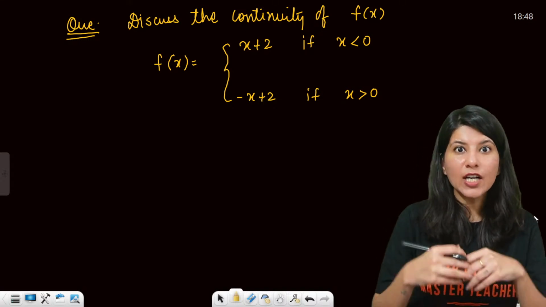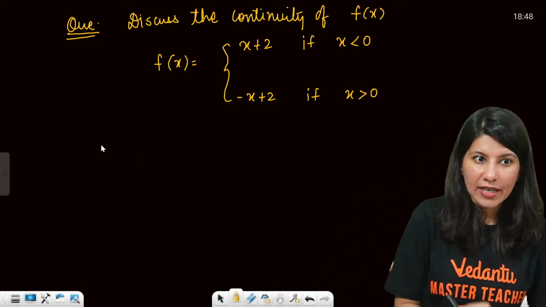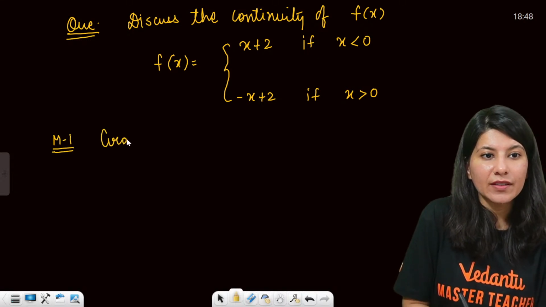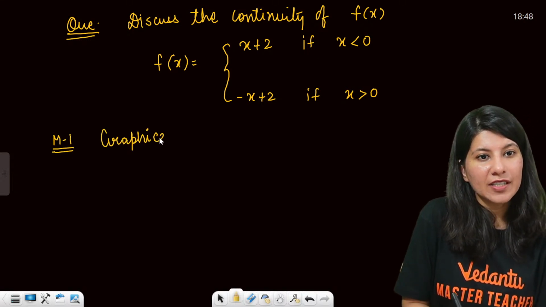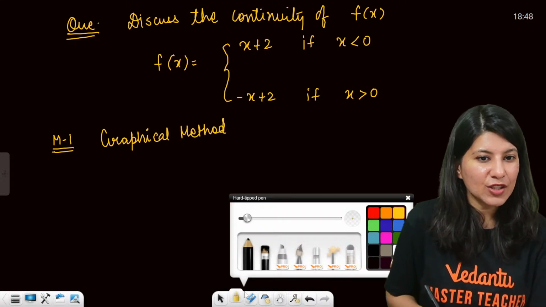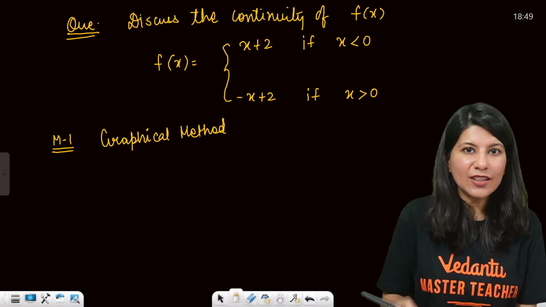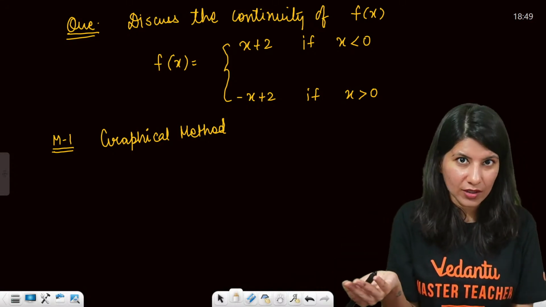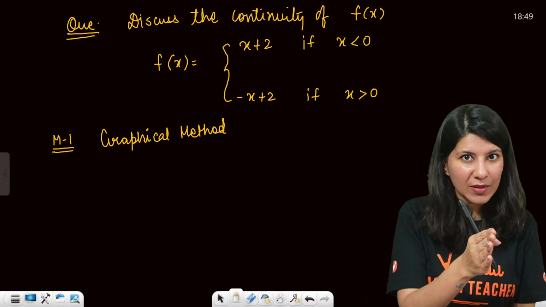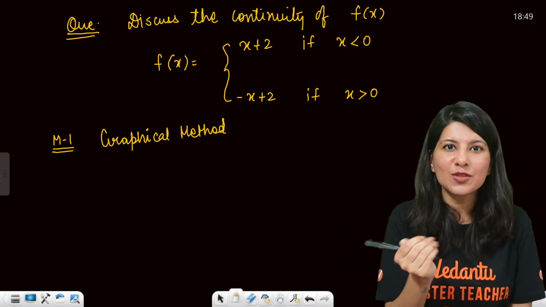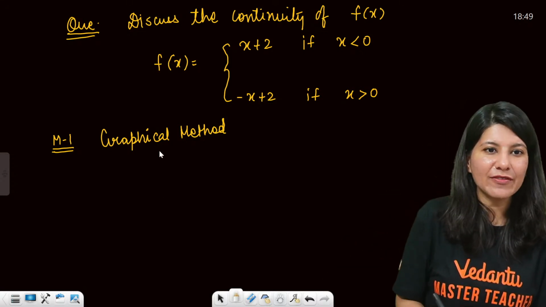Okay, so there are two ways to go about it. Two methods. Method number one will be the graphical method. Graphical method means you have to plot the graph. Once you have plotted the graph, you check whether the graph is smooth or not, right? A smooth graph you can tell visually, it's smooth or it's not smooth. Okay, all right.